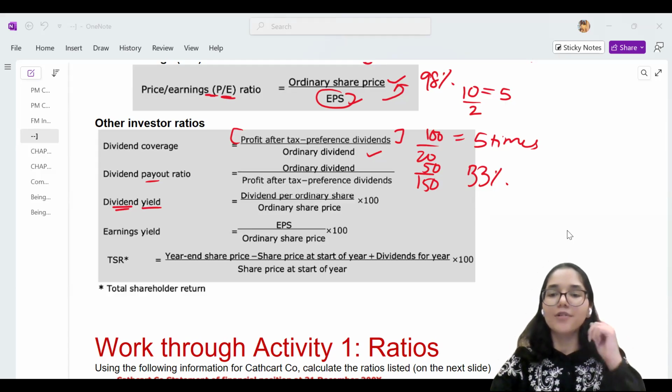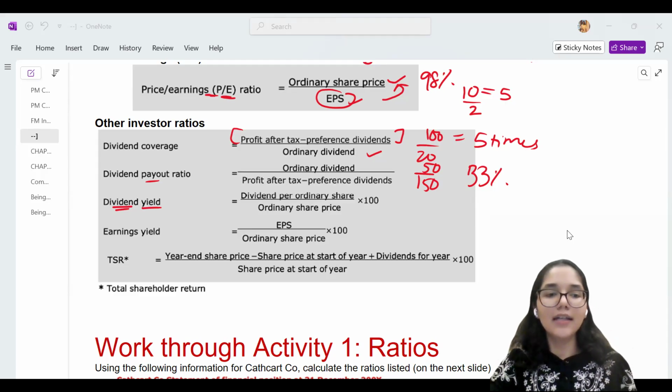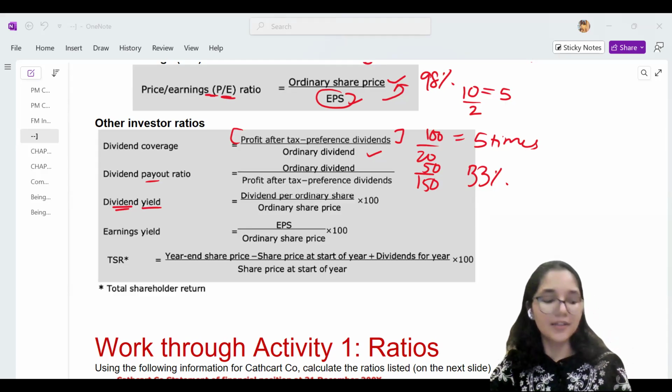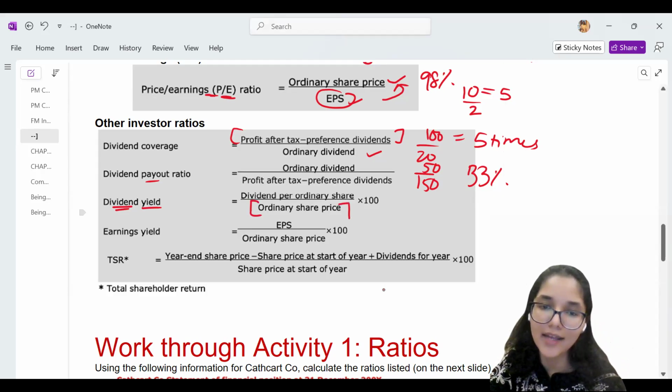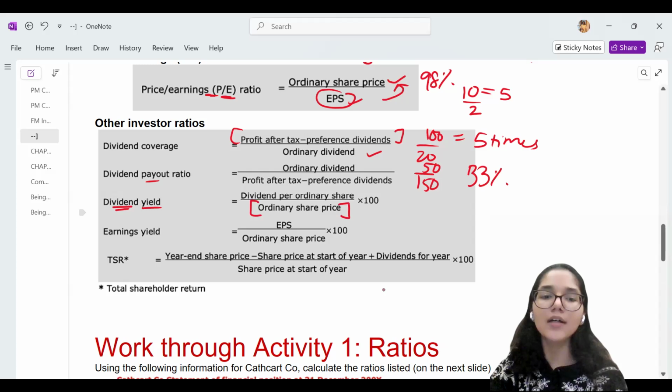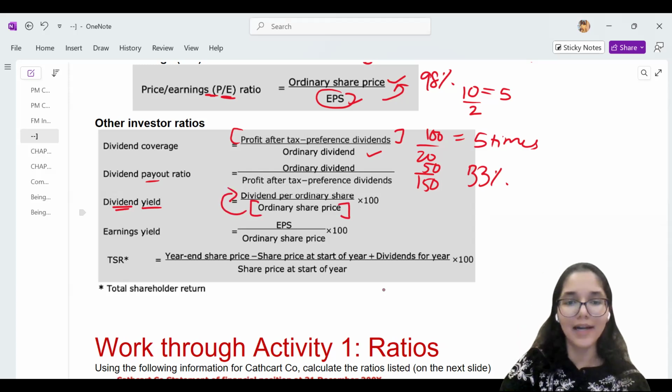Come on, you're all students of finance. Yes, yield means return. So how much return have you earned in the form of dividends? On the investment that you have made, you purchased the share in the company. On the share that you have purchased, how much dividend were you able to generate on that purchase?